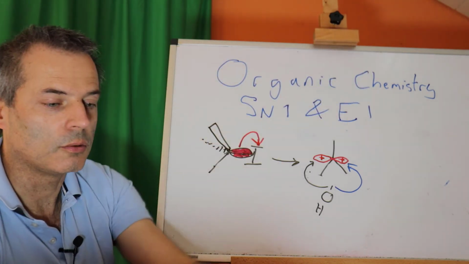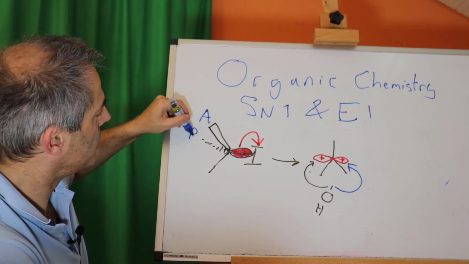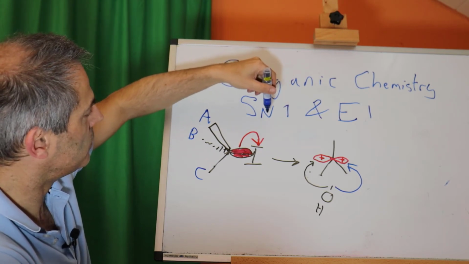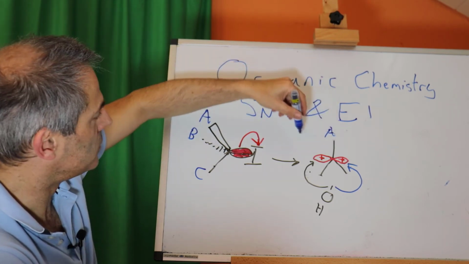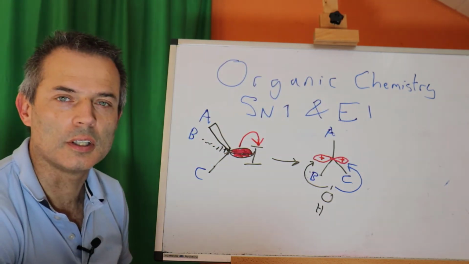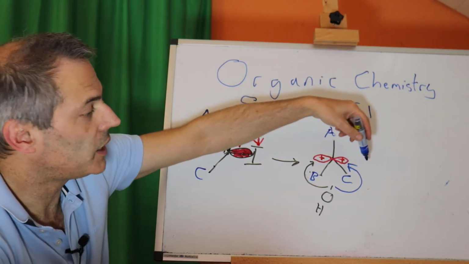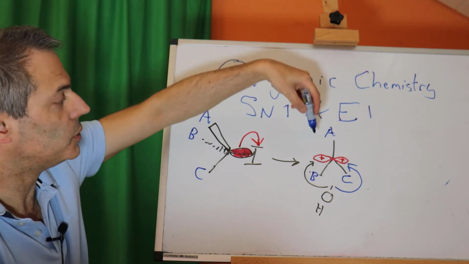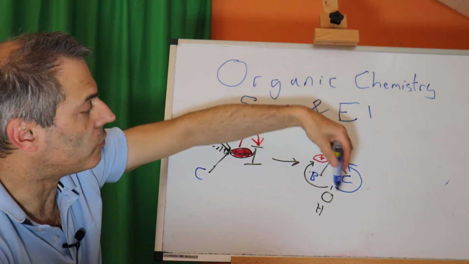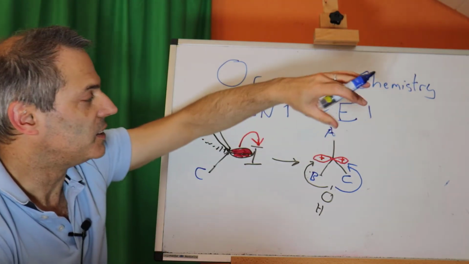So if we now write on here A, B, and C, so this is A, this is B, and this is C. I've done it anti-clockwise, I should have done it the other way around. But anyway, depending on which way we attack, we get the two isomers, the two optical isomers, the two chiral isomers of the new product, which is ABCOH, depending on what these are.